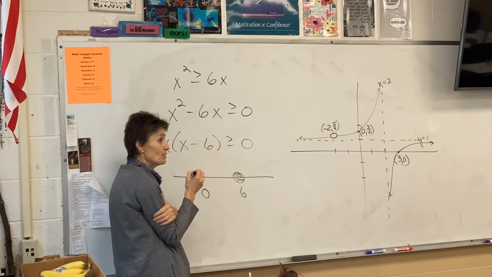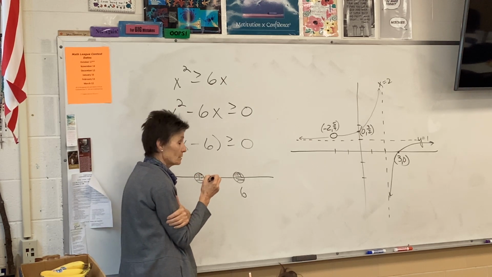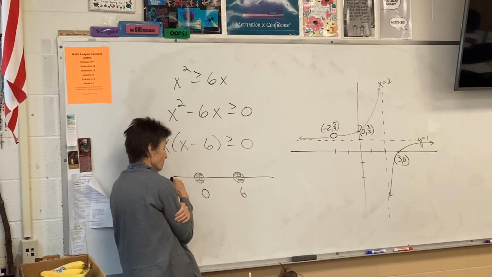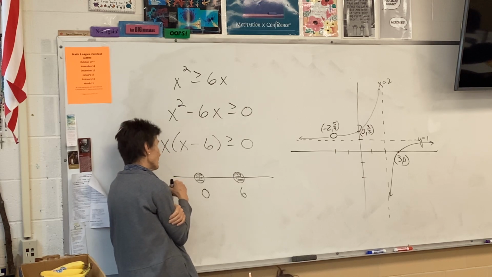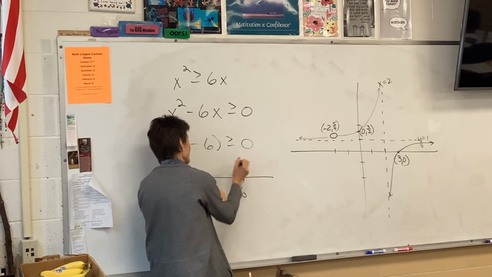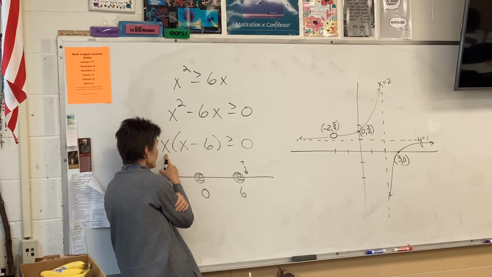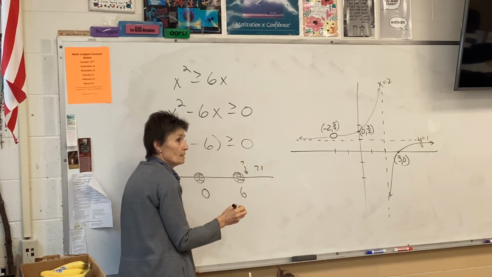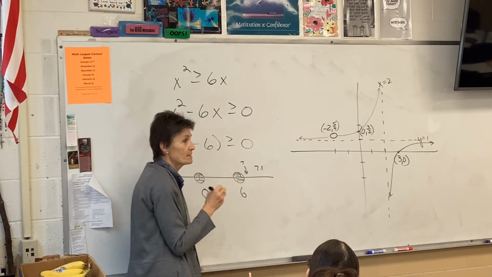All right, now what do I do? Write a number. Pick a number. And the number I pick is, what? 7. 7's fine. If I pick 7, I get 7 times 1. Is 7 times 1 bigger than 0?